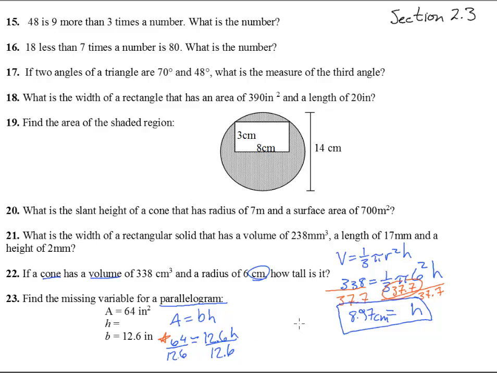So we get h equals 64 divided by 12.6 equals 5.079 is what I got on my calculator. So 5.08. I kind of like rounding to the nearest hundredth, but if you rounded 5.1, that's all right. And this is in inches. Inches squared for area, so height is in inches. That is correct. Good.